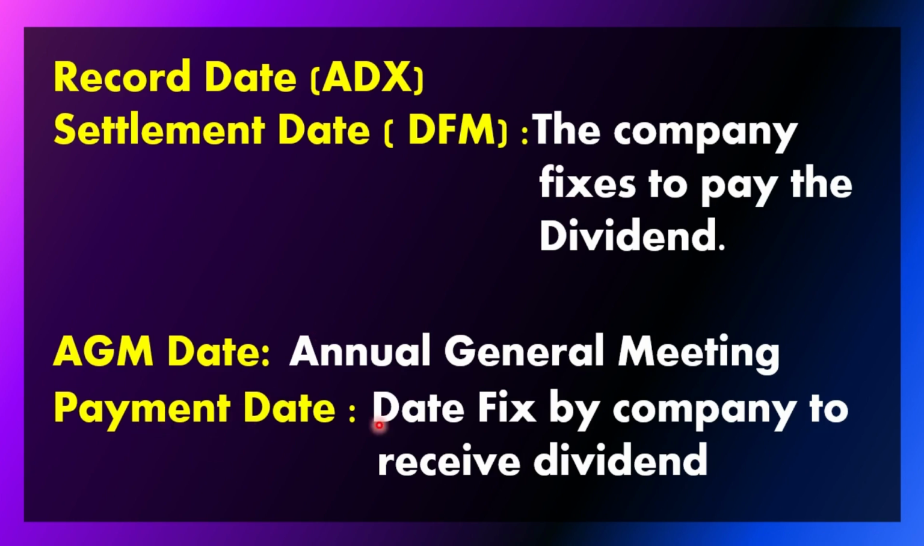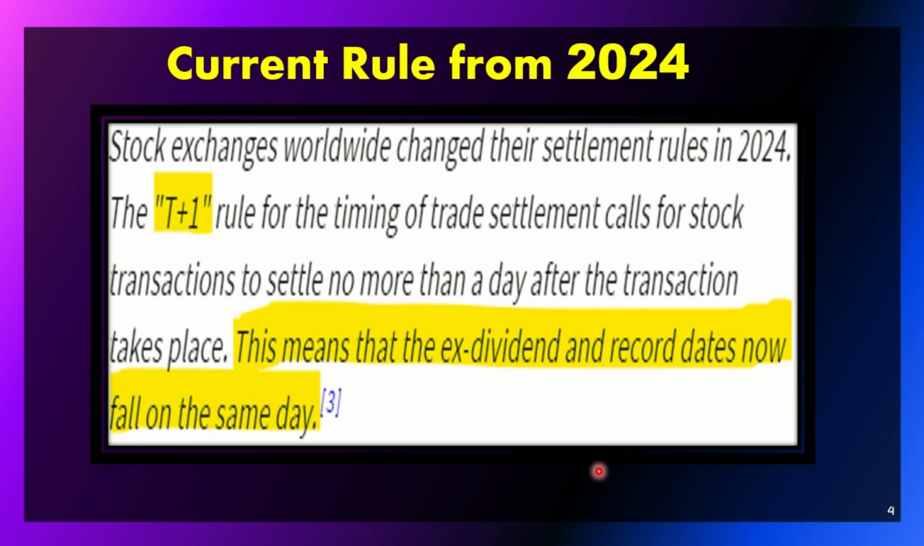For another one, the payment date. It is the date fixed by the company to pay the dividend, and the company will announce that date also. Within 30 days you will get the dividend, or within 15 days. There is no certain rule for the payment date. It will be fixed by the company at any date, but most companies provide it within 30 days itself.